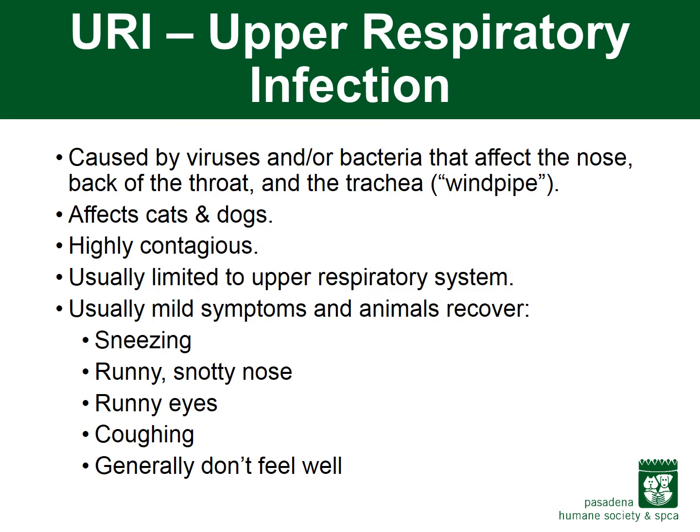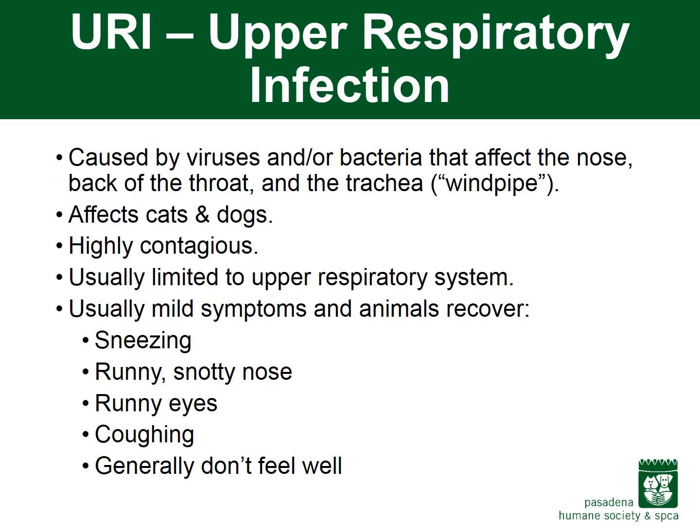URI, upper respiratory infection, is caused by viruses and bacteria that affect the nose, back of the throat, and the trachea, or the windpipe. It affects both cats and dogs. It's highly contagious, and it's usually limited to the upper respiratory system. Usually the ones that we see here are pretty mild, and they recover well. Usually they don't need to be on any kind of antibiotics. They usually recover on their own. The symptoms that we see are sneezing, runny nose, runny eyes, coughing, and they just don't feel well. It's kind of like the average cold that a human gets.